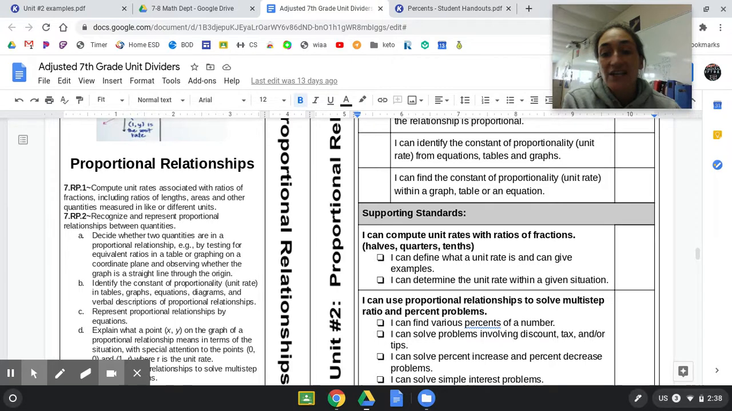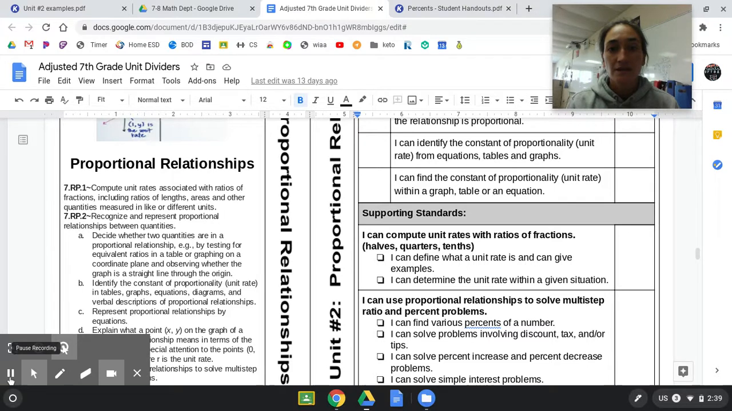Also, percent increase and decrease or percent of change, and then solving simple interest problems. These are one of my favorite standards to go ahead and teach because recently in my life I have started focusing more on them and I find them very useful for saving money. So, this is the focus for Unit 2.